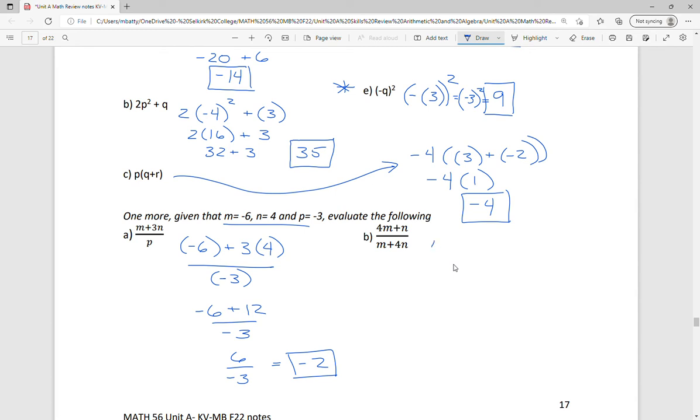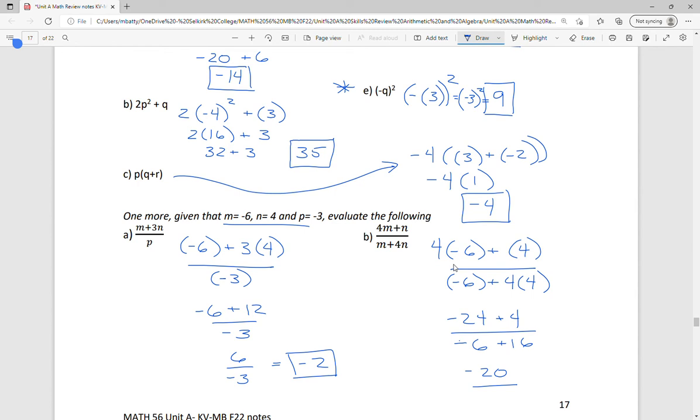Last one, 4 times m, which is negative 6, plus n, which is 4, a negative 6 plus 4 times n, which is 4. I've probably copied one of these wrong. We got negative 24 plus 4 on the top. On the bottom, we have negative 6 plus 16. On the top, I'd get negative 20. On the bottom, I'd get 10. So my final answer here, same as that one, negative 2.